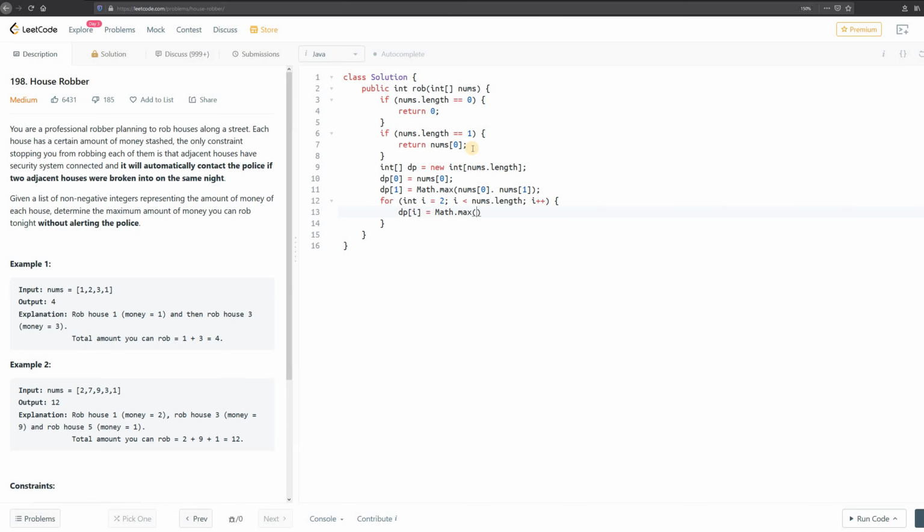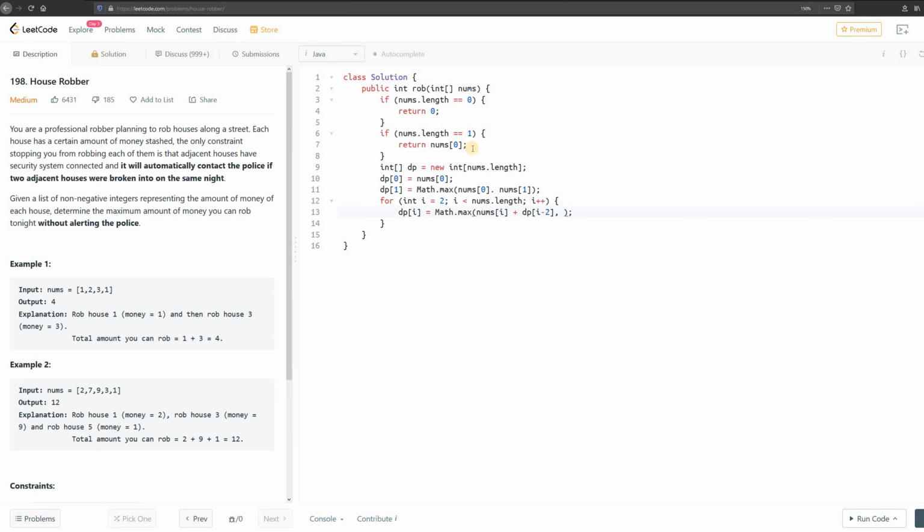We have deduced a formula, right? So two choices again. One is to rob the house. Rob the house means nums of i. If I am taking nums of i, then I can add the best I can get from the previous to previous house. That value is stored in the DP's i minus 2 index, right?